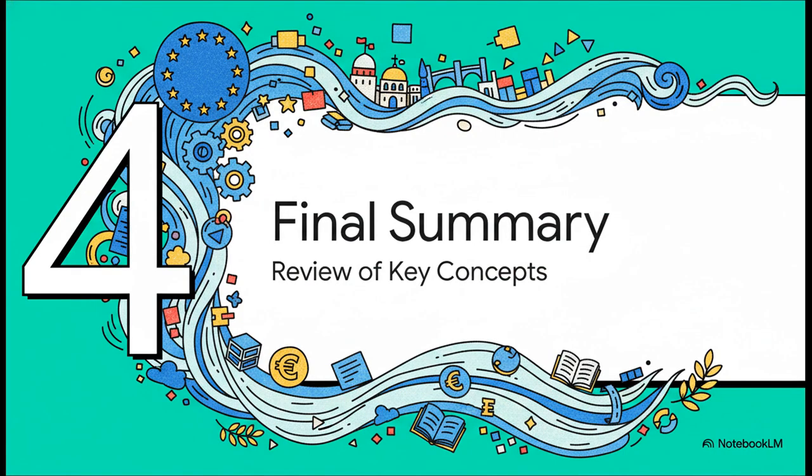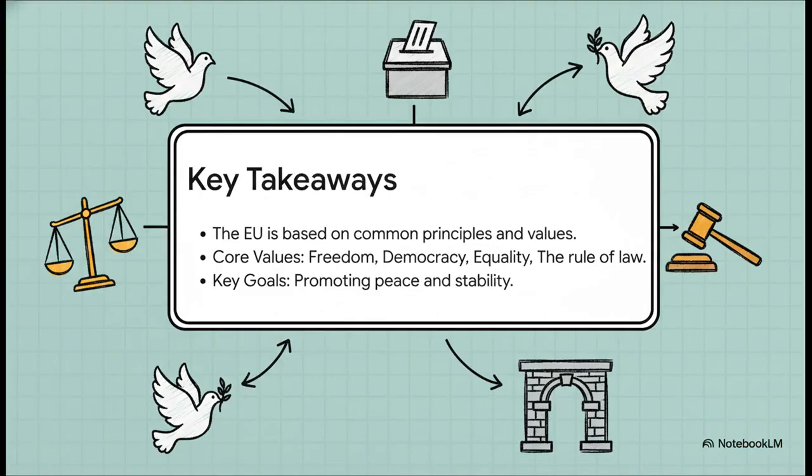All right, let's wrap up with a final summary to review these key concepts. So, to summarize, the European Union is a community built on a foundation of common principles. These are expressed through 4 core values: freedom, democracy, equality, and the rule of law. The main purpose of upholding these values is to achieve the Union's key goals, promoting peace and ensuring stability in Europe.